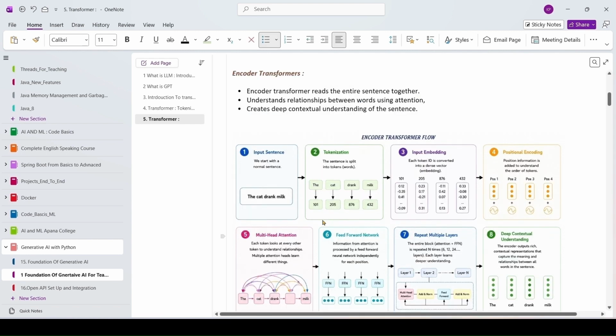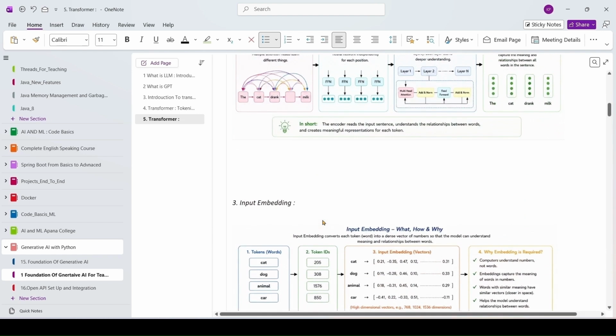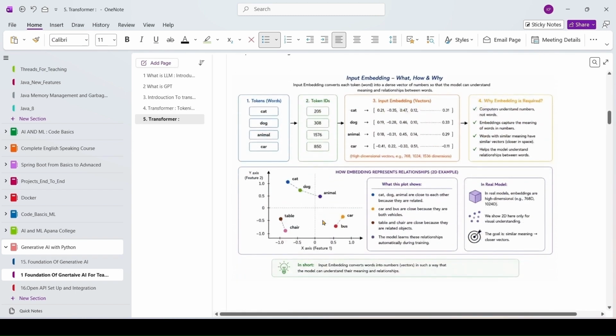Once the tokenization is done, tokens are sent to input embedding. In this step, tokens are converted into dense vectors. We can think of input embedding as coordinates in a huge mathematical space. Here, words with the same meaning stay close to each other. In this example, we can see that cat and dog are animals, so they stay close to each other. Table and chair are furniture, they stay close to each other. Car and bus are vehicles, they stay close to each other.